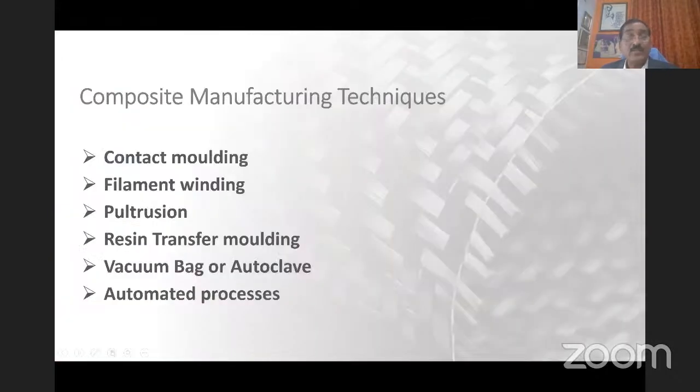And I would like to just take the manufacturing technologies which are used for most of the different components used in other industries, including the marine industries: contact molding, filament winding, pultrusion, resin transfer molding, vacuum bag or autoclave, and automated processes.